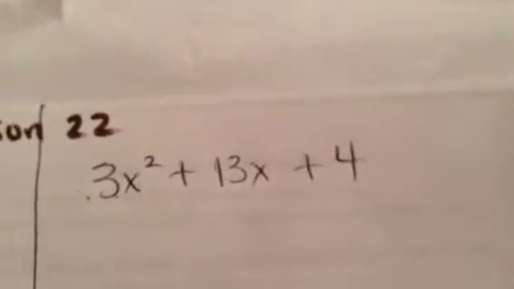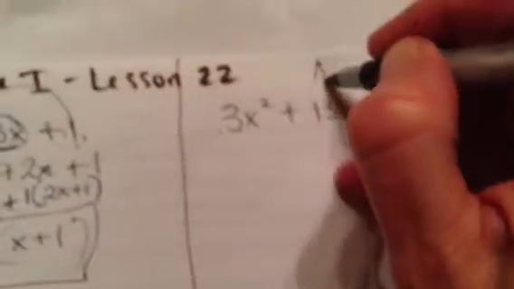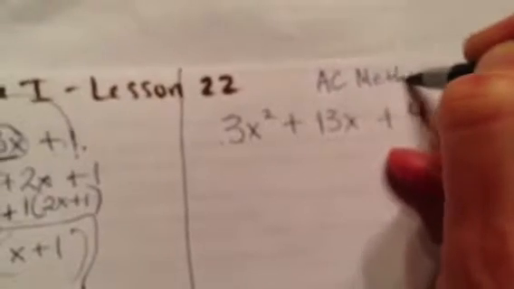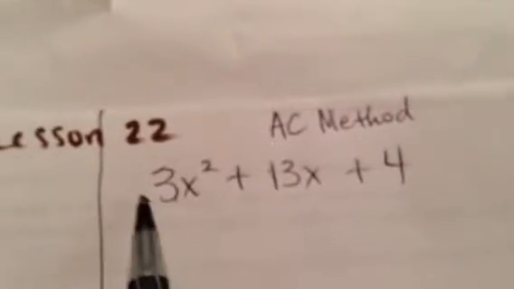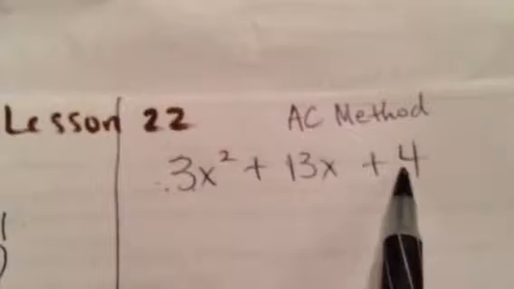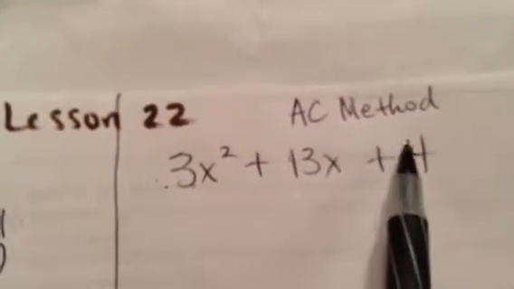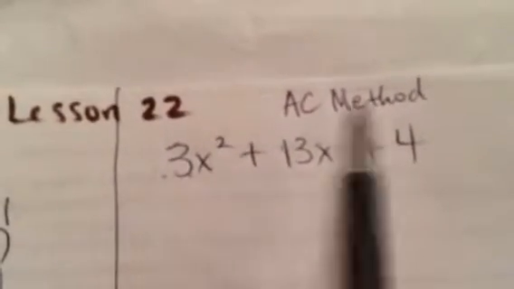Okay, this is the A, B, C. And what we're doing is called, let me write it down so you don't forget it, the AC method. Because what we're going to do is take the A times the C. A times C is 12. You see that? 3 times 4 is 12. So I'm going to write this down right here.